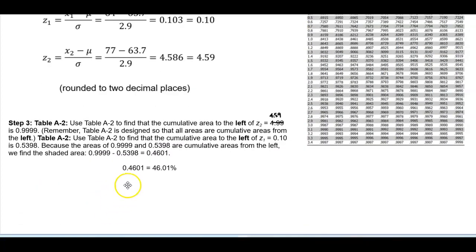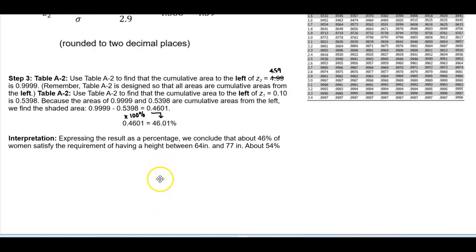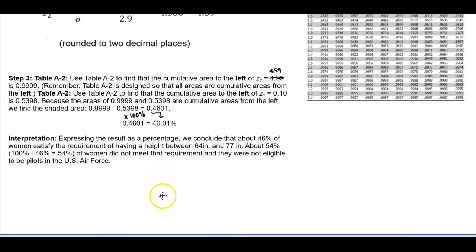If we multiply that by 100%, that gives us 46.01%. So the interpretation would be the following. Expressing the result as a percentage, we conclude that about 46% of women satisfy the requirement of having a height between 64 inches and 77 inches. And therefore about 54%, meaning 100% minus 46%, of women did not meet that requirement, and they were not eligible to be pilots in the U.S. Air Force.